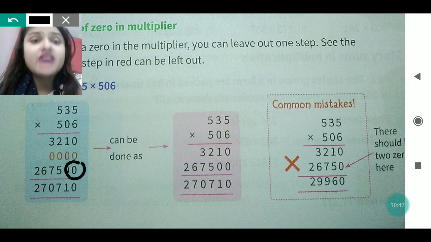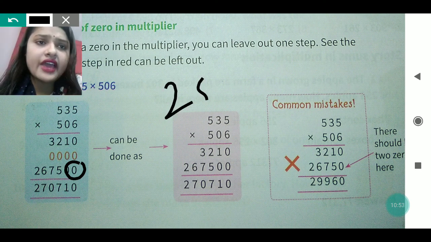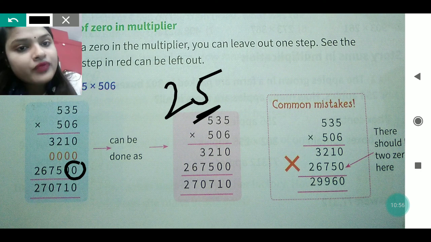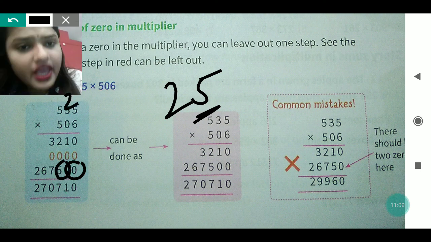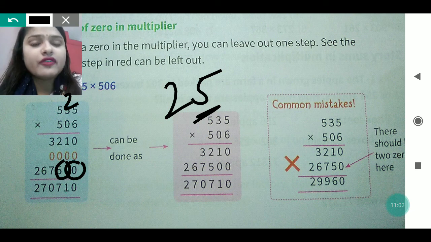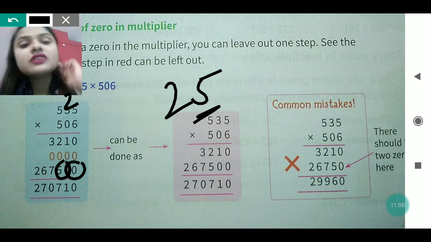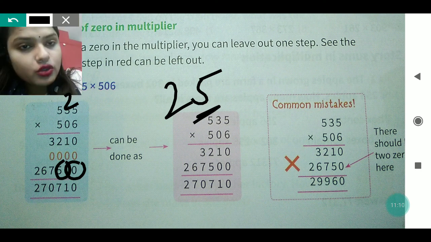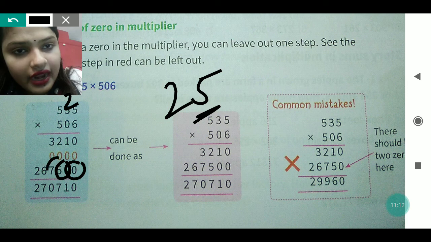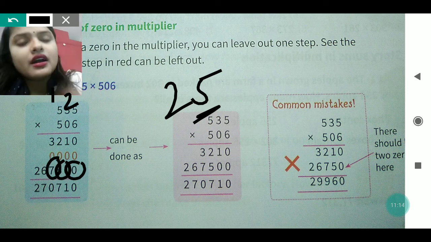So 5 ones are 5, 5 twos are 10, 5 threes are 15, 5 fours are 20, 5 fives are 25. So 5 you will write down and 2 you will write up. Okay, now again the 5 table we have to read 3 times. 5 ones are 5, 5 twos are 10, 5 threes are 15. 15 plus 2 is 17. So 7 you will write down, 1 you will write up.